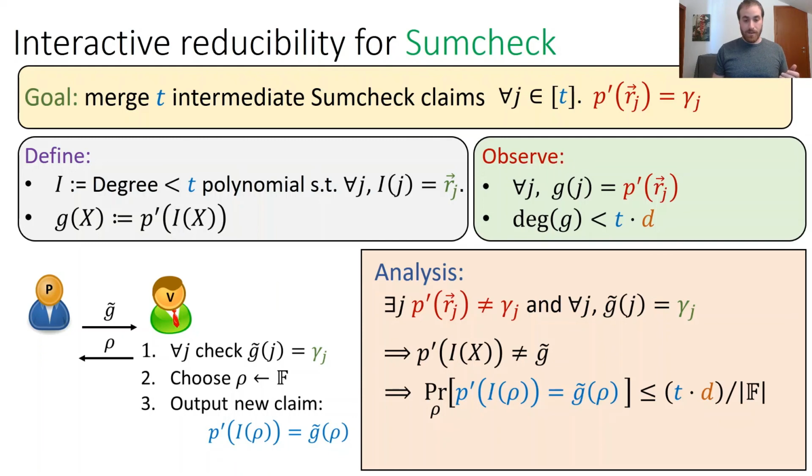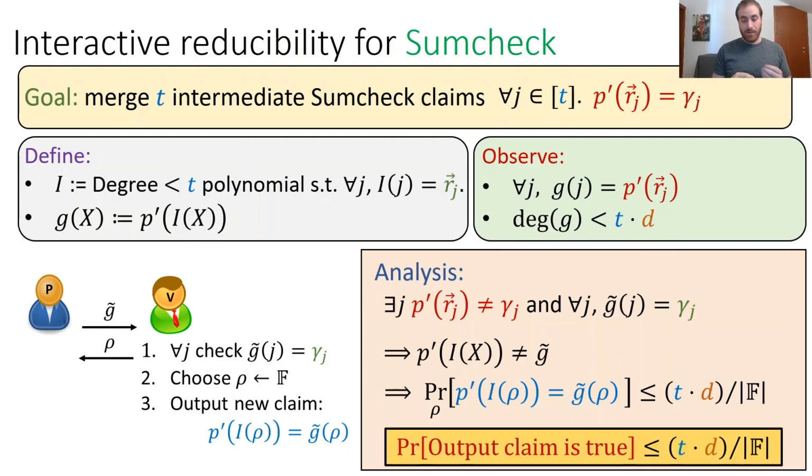So this means that if even one of the claims is false, then the probability that the claim output by the verifier is true is very small. So just to summarize, we have that if all of the claims are true and the prover acts honestly, then the verifier outputs a true claim with probability 1. And if even one of the claims is false, then no matter what the prover does, the verifier outputs a true claim with very small probability.